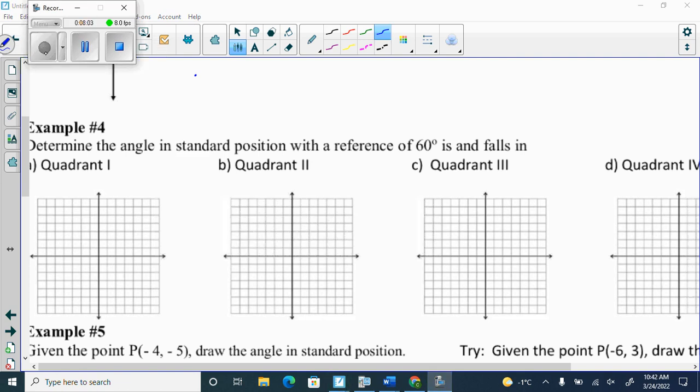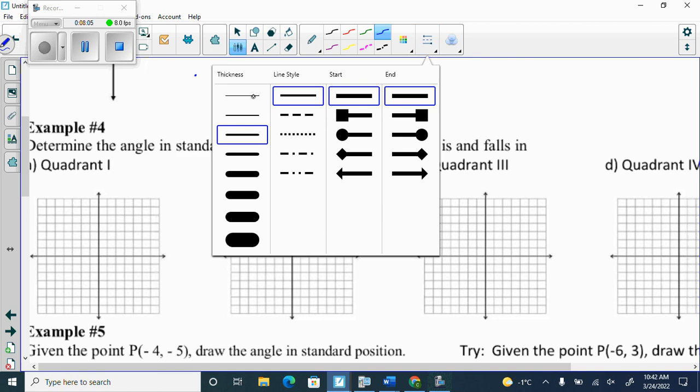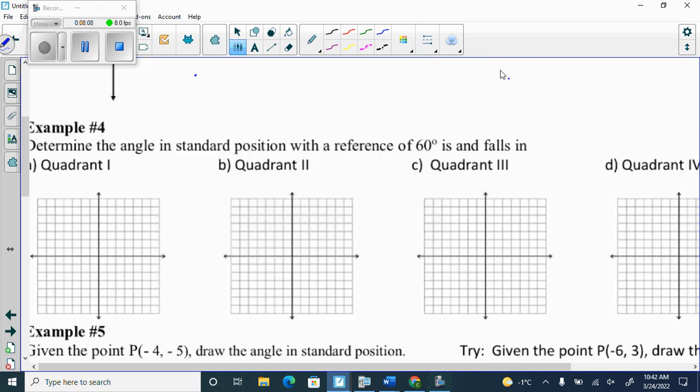Okay, so first one. We have a 60-degree angle in quadrant 1. 45's down the middle, 60's a little higher. Make sure you have initial, make sure you have a final, make sure you have a rotating dot, and make sure you have an arrow. What's the cool thing about quadrant 1? The reference angle and the angle are the same. It is easy.